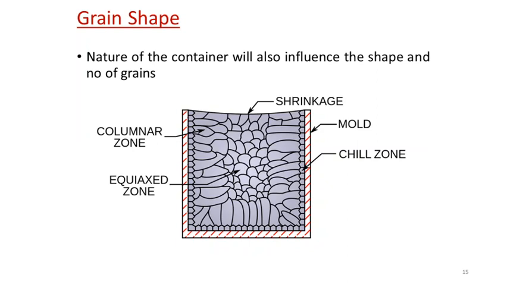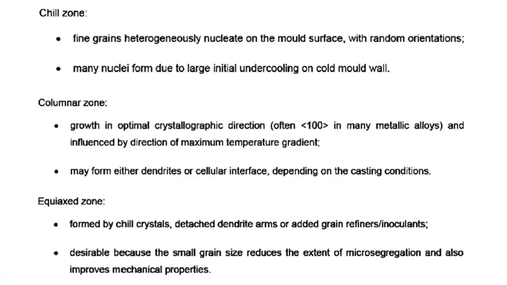So we can classify the heterogeneously nucleated grains during solidification into three zones. The first is the chill zone, the second is the columnar zone, and the last is the equiaxed zone. The chill zone has very fine grains which heterogeneously nucleate on the mold surface in random orientation. In the columnar zone we have elongated grains, and in the equiaxed zone we have mostly spherical shaped grains.